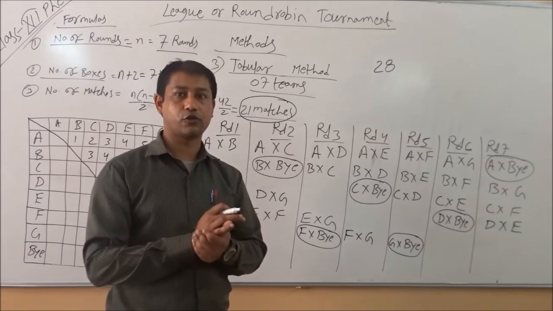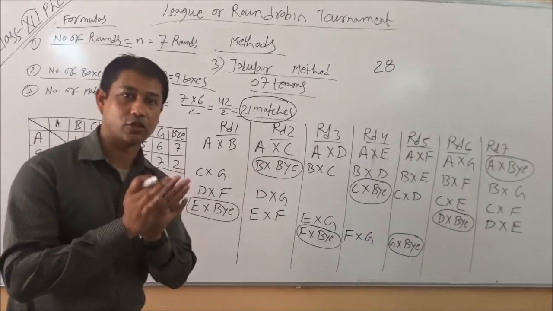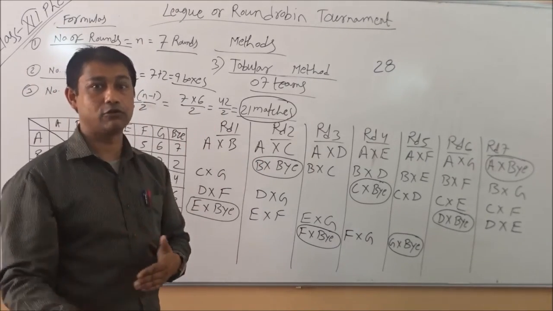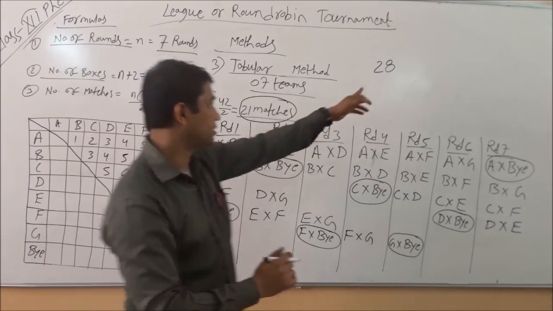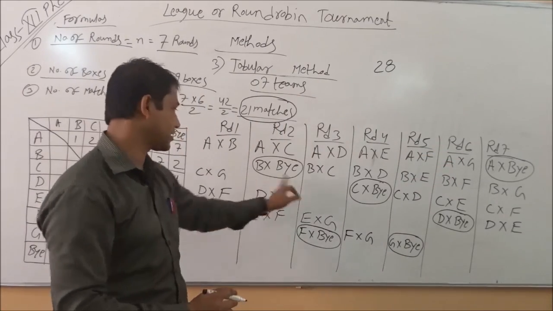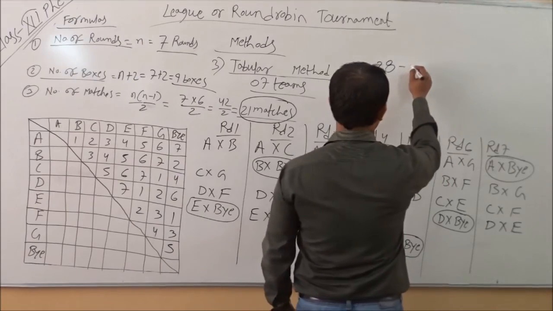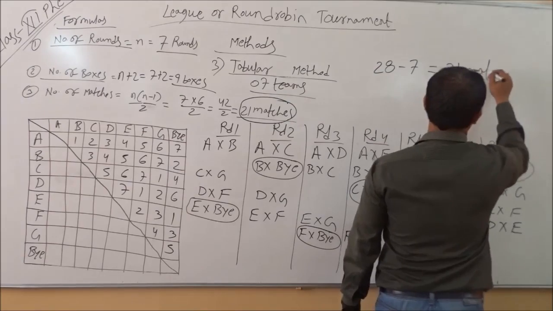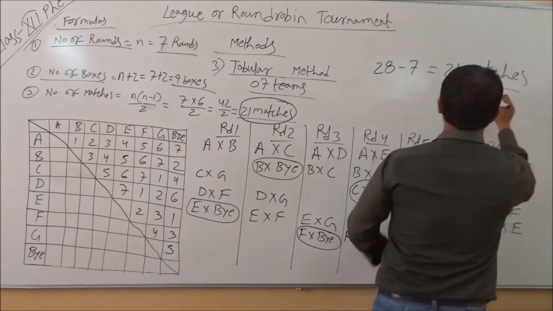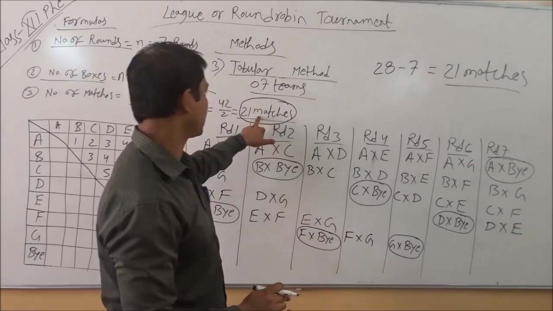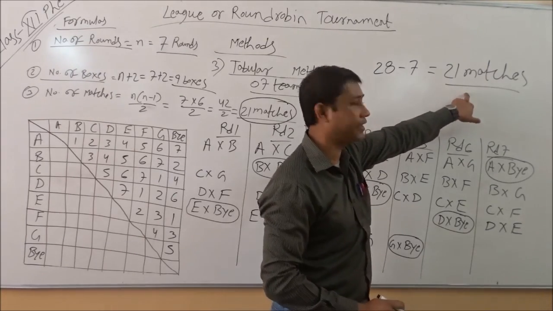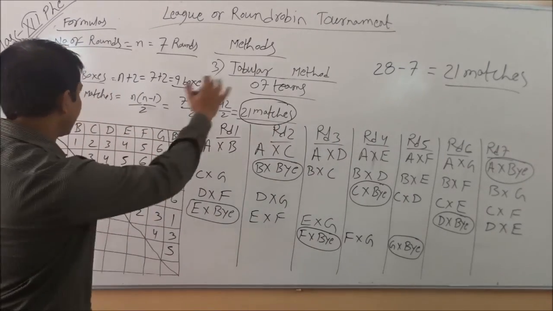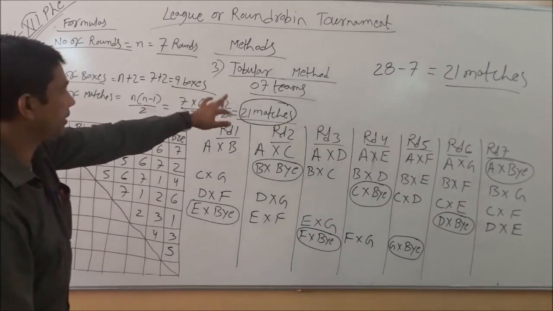What we have understood so far, bye means the match has not taken place. The teams switch over to another round without playing. So if I subtract 7, because 7 byes are there, it becomes 21 matches. So according to the formula it becomes 21 matches, and here also we have 21 matches. So this is an example of the tabular method.